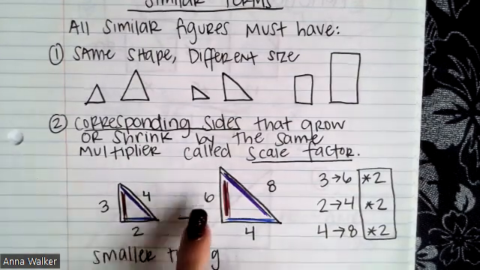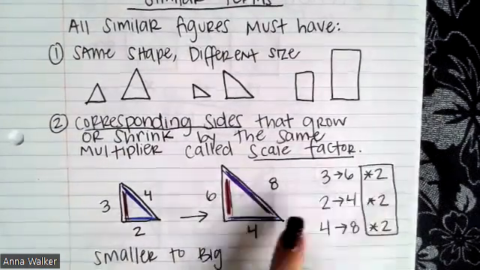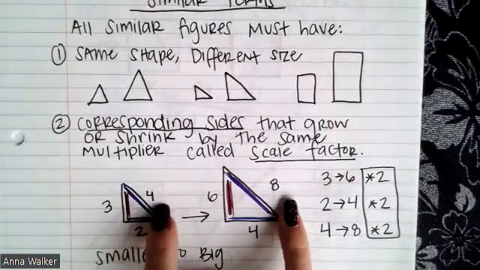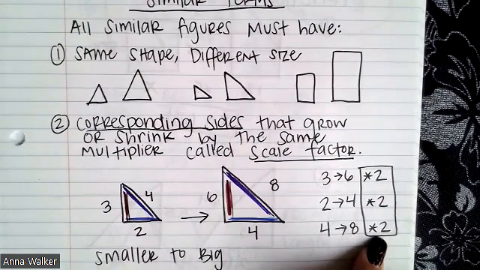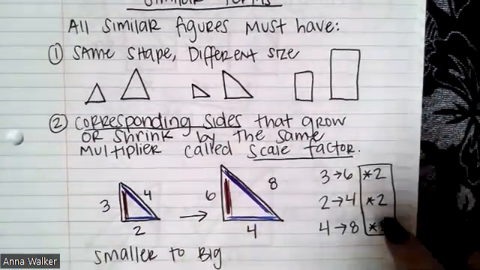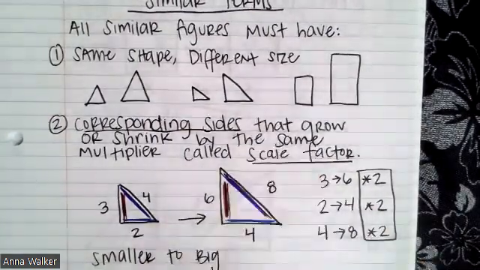So if I'm going from 3 to 6, that means I'm being doubled, right? I'm being multiplied by 2. If I'm going from 4 to 8, because these are the corresponding sides in the triangle, I am also doubling. I am going times 2. And then from 2 to 4, same thing, I am doubling. So all of these are increasing by that same amount of 2, and that's known as the scale factor.